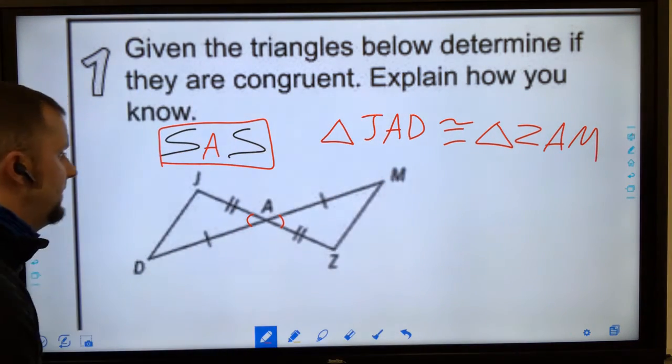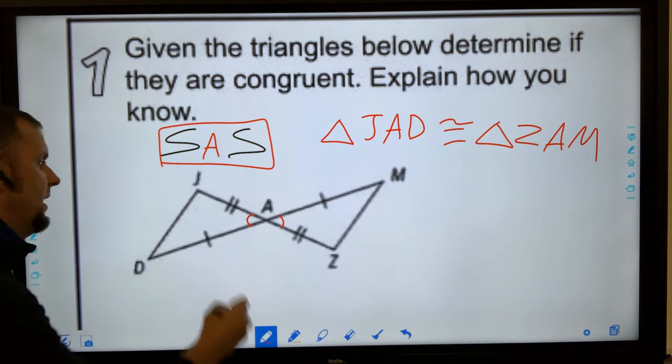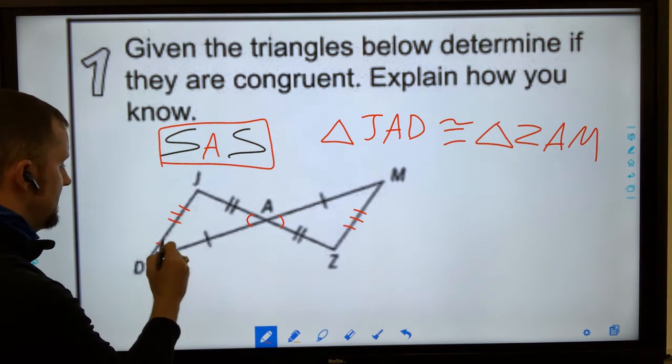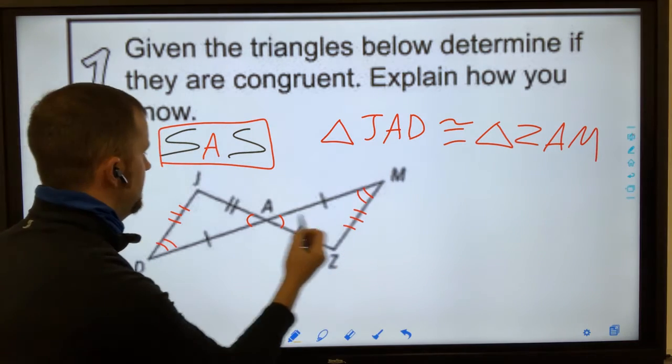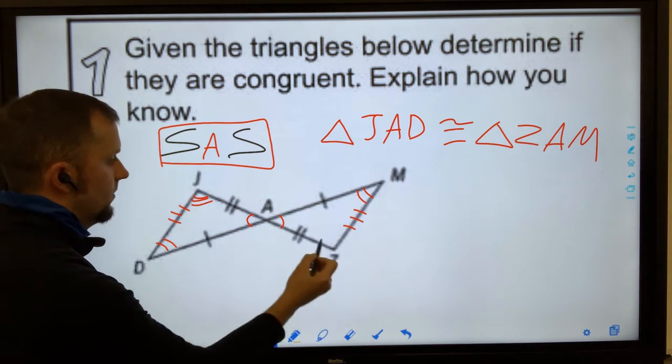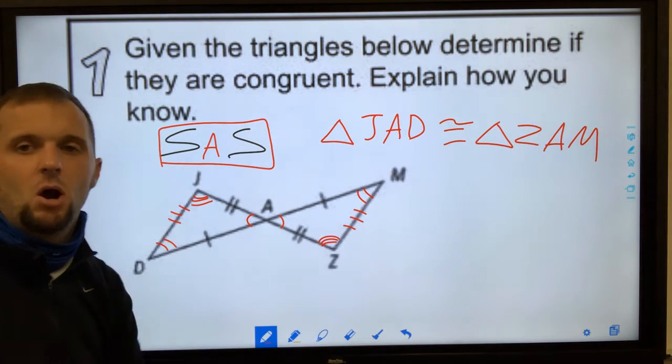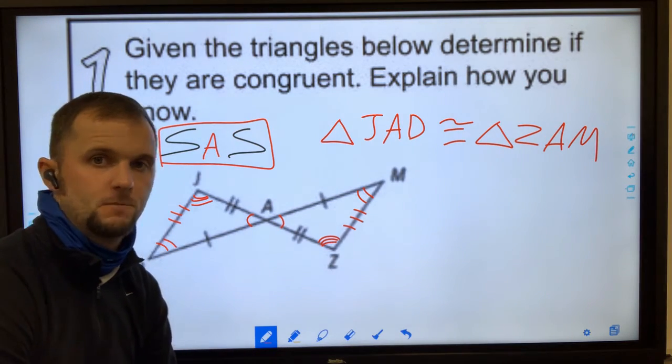So ladies and gentlemen, since those two are congruent, that would mean everything else would then turn out to be congruent. So this angle right here would be congruent to this one up here, and this angle right here would be congruent to this angle right here. So that would make everything, corresponding parts are going to be congruent.